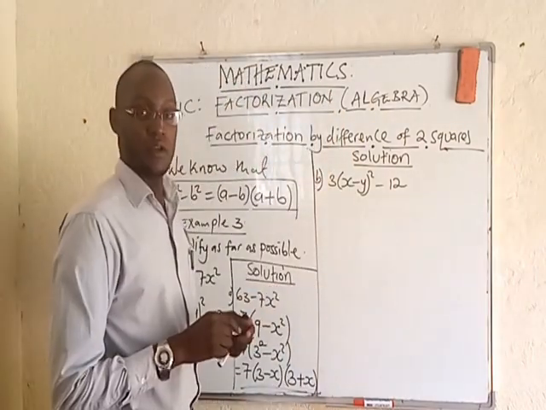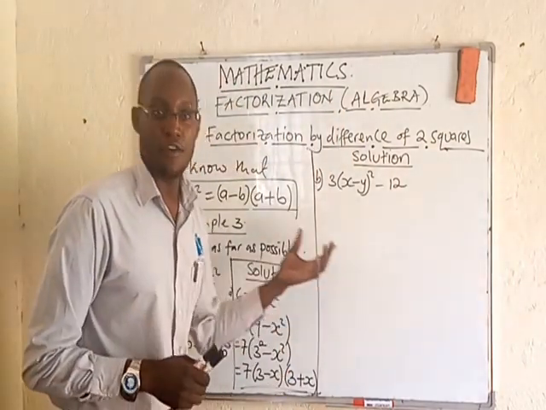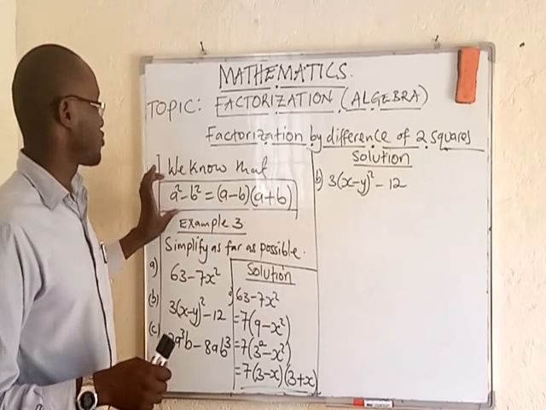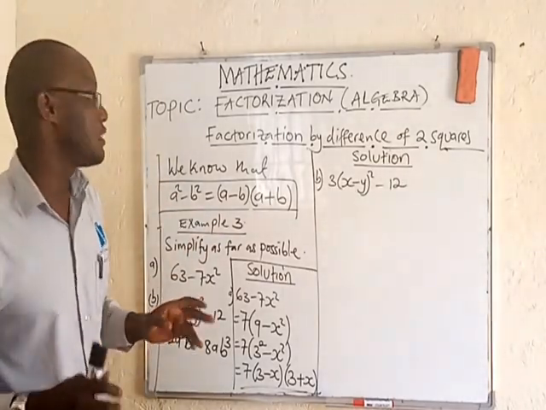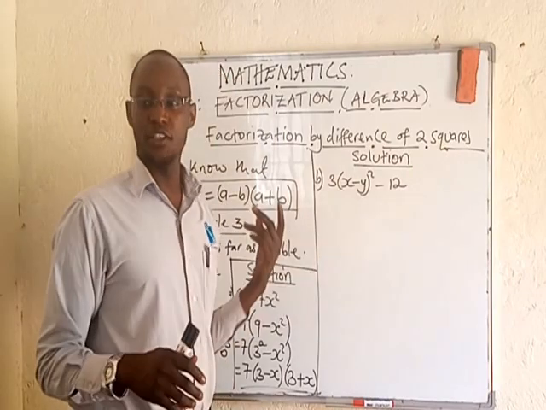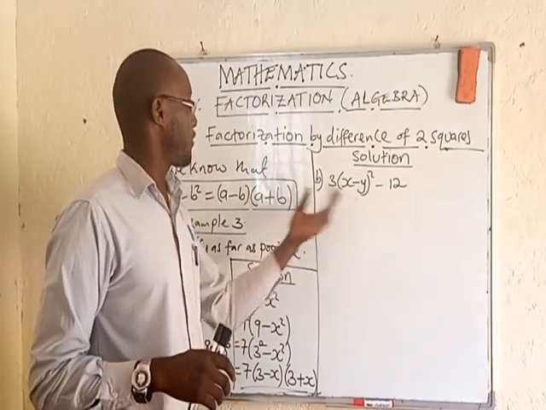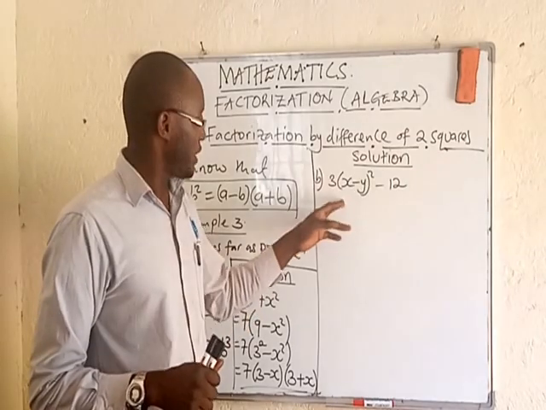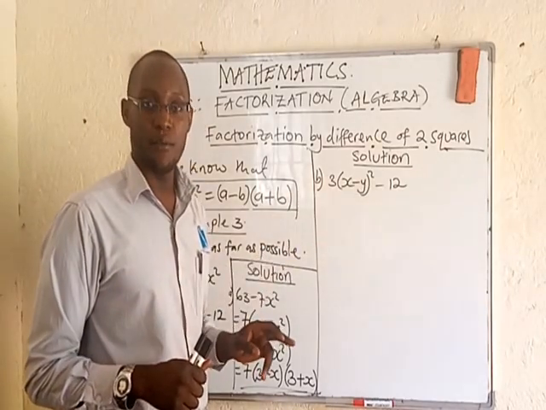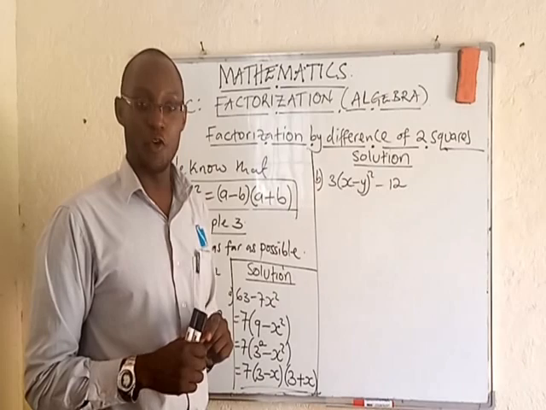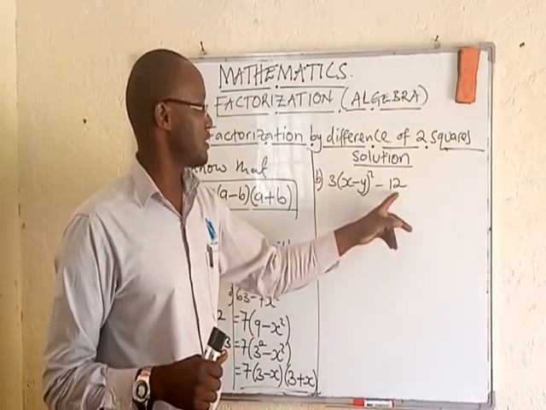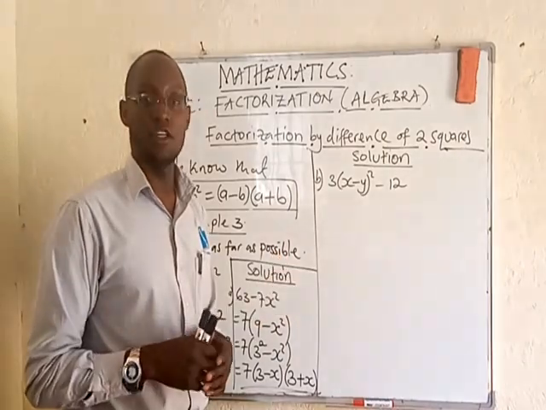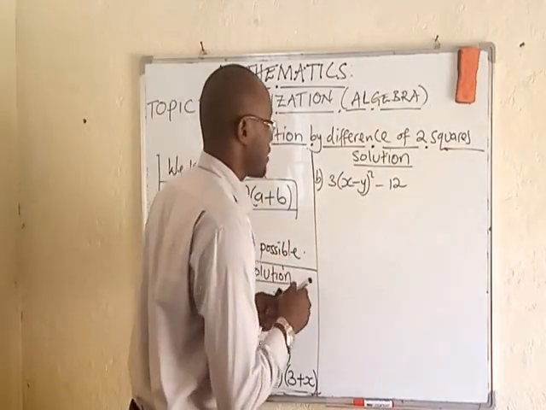When I look at this, there is no way we can bring in the difference of two squares directly, which means there is some factorization needed first. So can we factorize first? Yes. Recognize a common factor. The common factor is 3, because 3 will divide 12 into 4, and 3 will divide itself into 1. So we can go and do that.